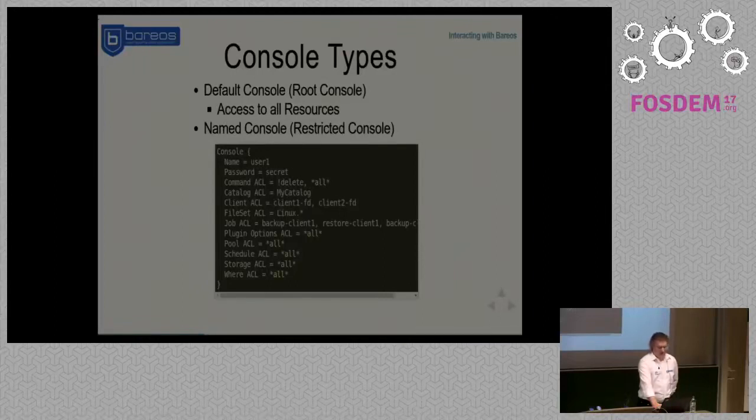So in this case, all file sets starting with the name Linux and then an arbitrary string. Job IDs also. If you don't specify an ACL for some resource, then you don't have access rights. So you have to specify it and provide all or some that you want to assign to this.